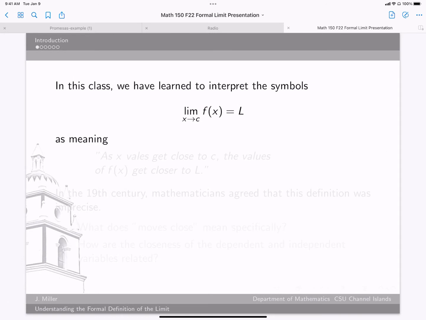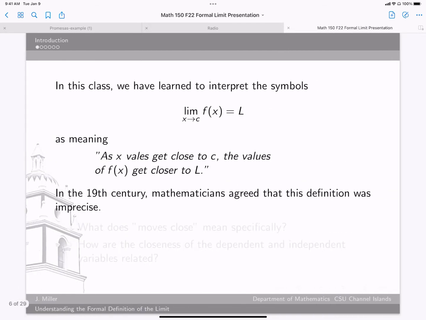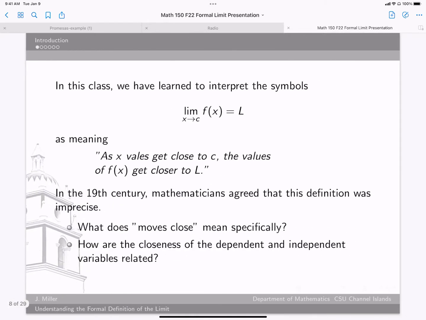In this class, we've learned to interpret these symbols on the screen as meaning that as x values get closer to c, the values of f of x get closer to L. In the 19th century, mathematicians agreed that this definition was imprecise. It captures what we mean by a limit, but it wasn't precise enough for the work they were trying to do at the time. The questions they asked were, what does "move close" mean specifically, and how are the closeness of the dependent and independent variables related? These are questions that the formal definition of limit addresses.